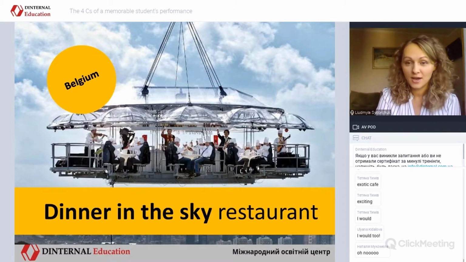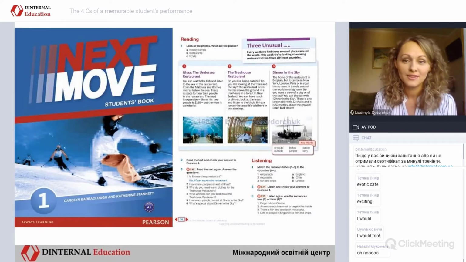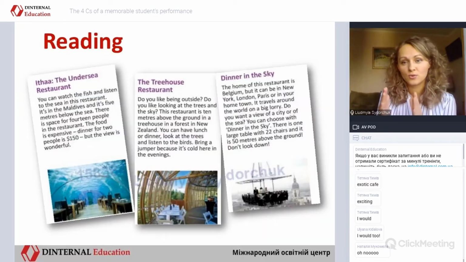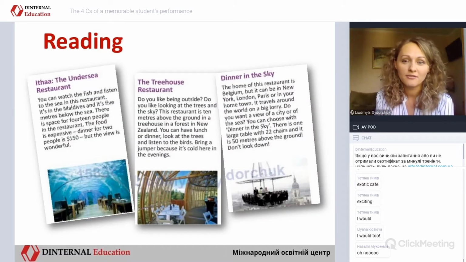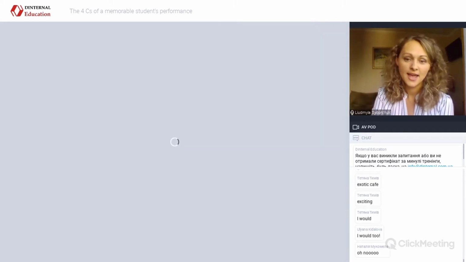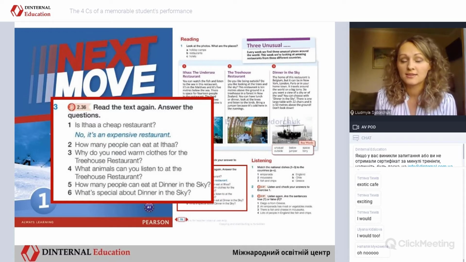Okay, and now we will see where all these beautiful and unusual restaurants come from. So this is a reading lesson from our Next Move course for lower secondary. So, 3 unusual restaurants, and as you can see in this reading lesson, they are like 3 separate texts. So it's very comfortable for a teacher to organize different types of activities. For example, you can easily organize a jigsaw reading with your students, and a simple task where the students need to answer the questions could be transformed into a very engaging communicative activity, where they will be sharing the answers and questions from different texts.